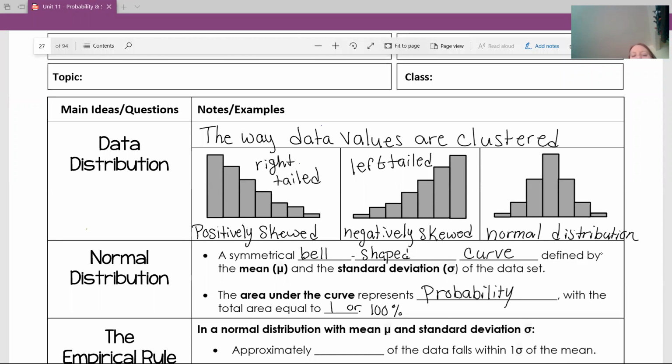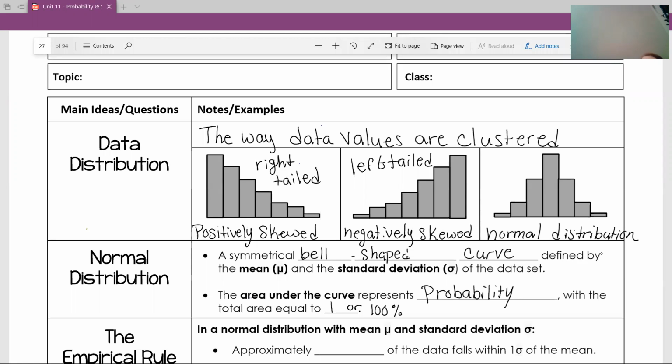Okay, let's finish up our notes from when we were in school. You should have your notes open to the data distribution page. Data distribution is how the data values are clustered or how they're grouped together.